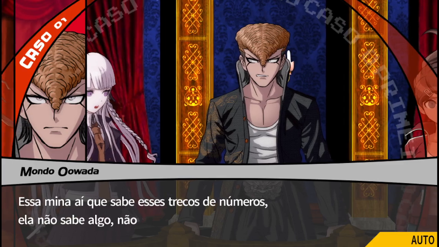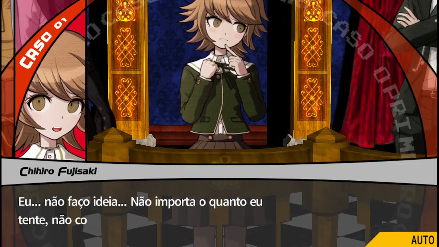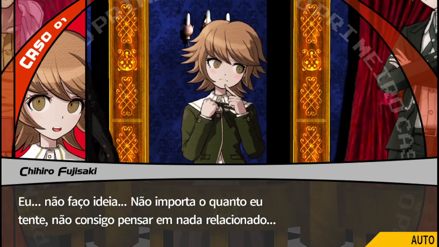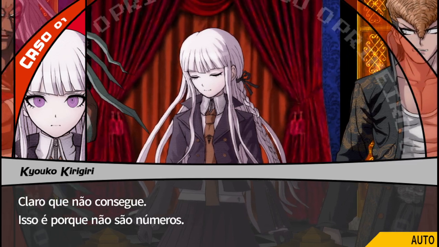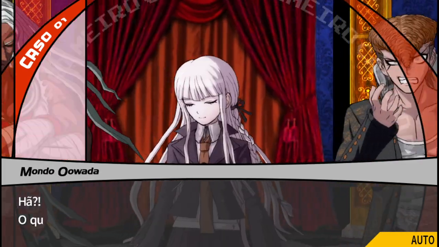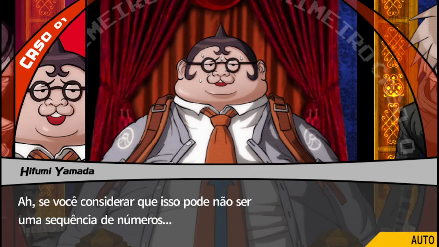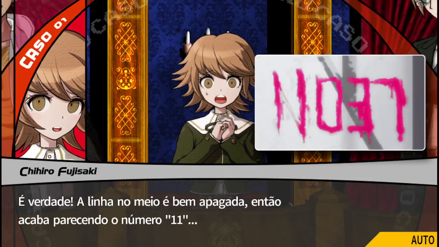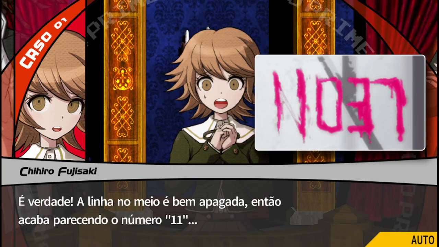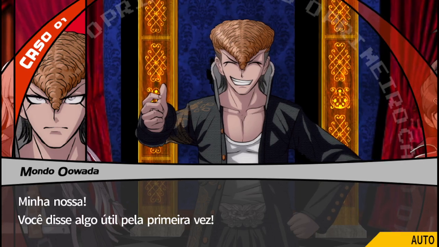11037? Hey, Chihiro. You're a computer nerd or whatever, right? You should know all about numbers and shit. Yes, I'm a programmer, but I don't see any kind of meaning in these numbers. Of course. It's because they're not numbers. Look at the numbers, assuming they're not numbers. Don't these first two, 1-1, look less like two numbers and more like one letter? Ah, you're right. The connecting line is barely there, so I assumed it was 1-1, but looking at it now, you could also read it as an N. Whoa, you might have finally just said something worth a shit.